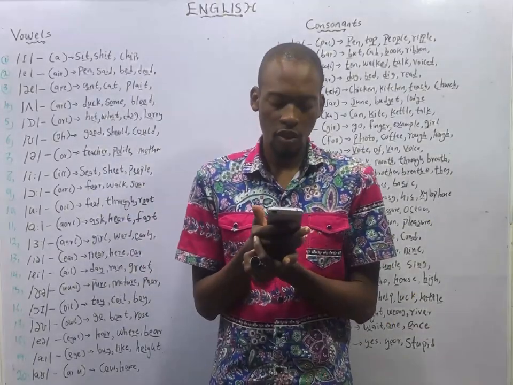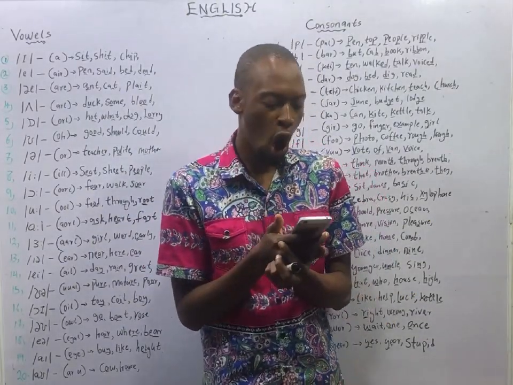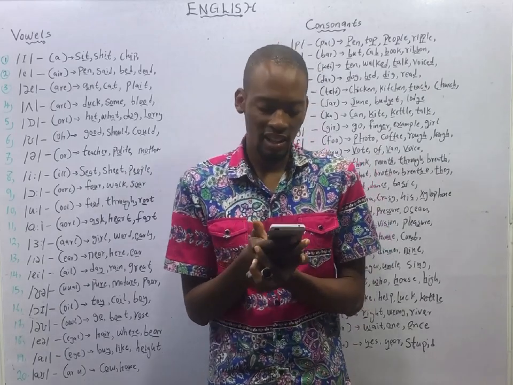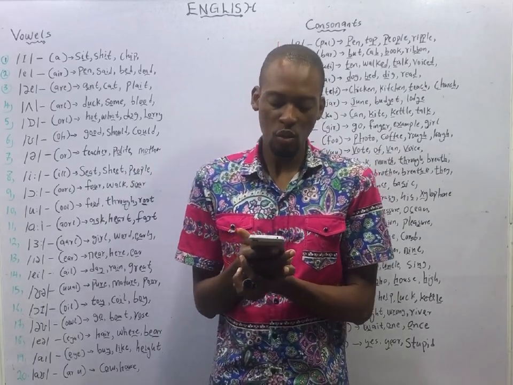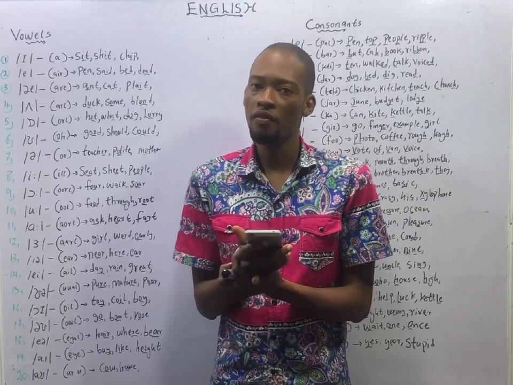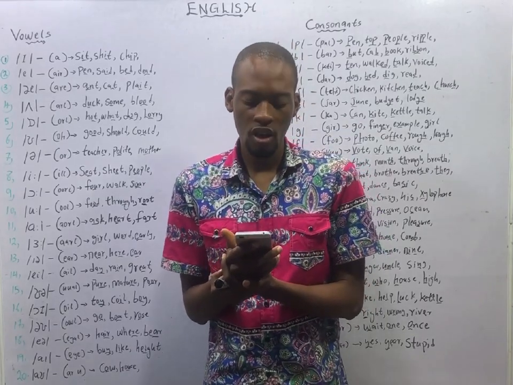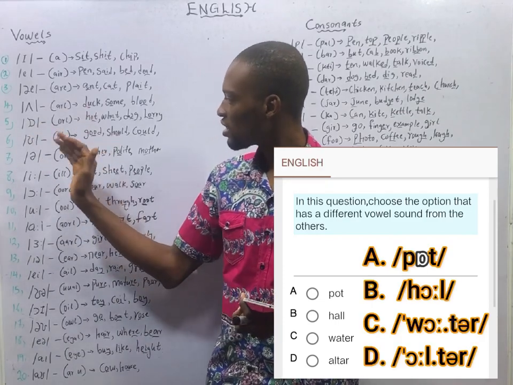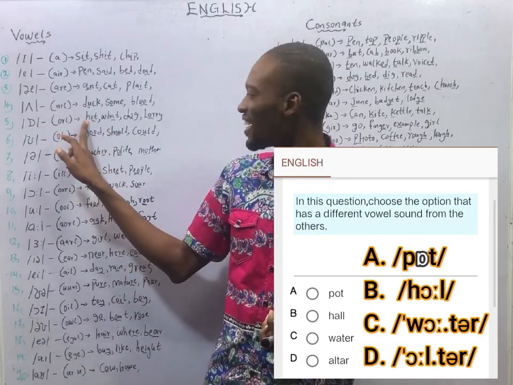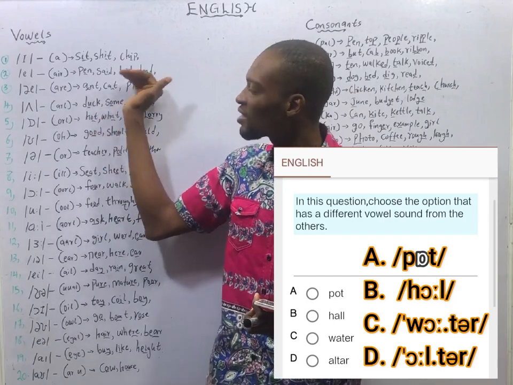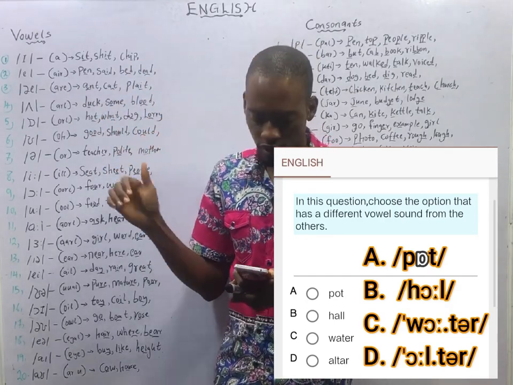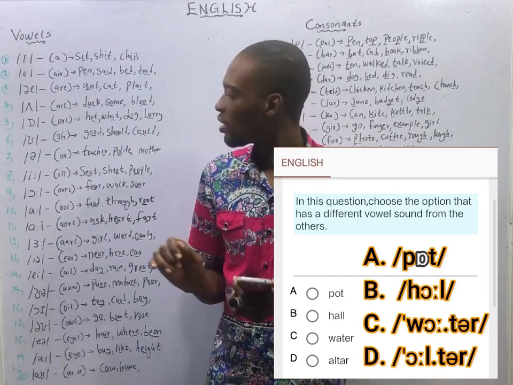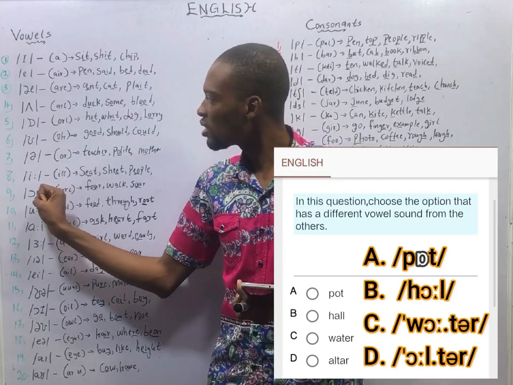We are given pot, hall, water, and altar. So which of them has a different vowel sound? Pot has the short o sound, as in hot. You see, it is already here: Walt, dog, and lorry. Meanwhile, hall has the long aw sound.